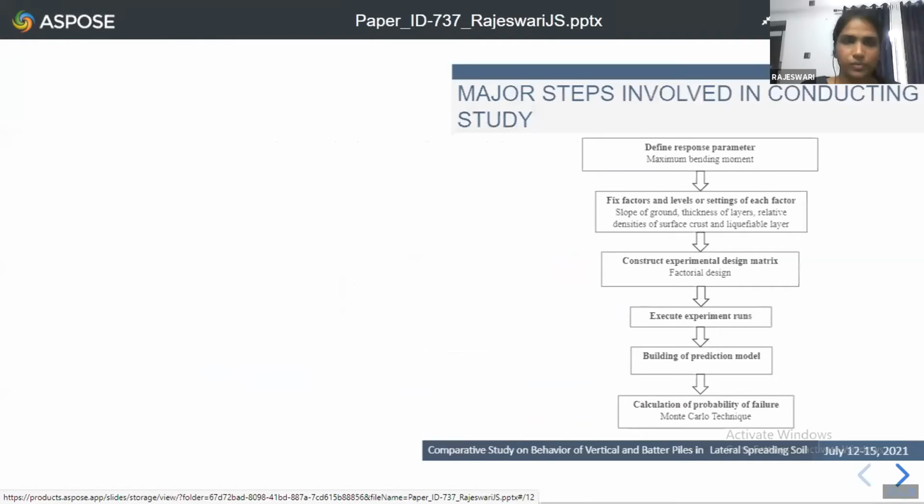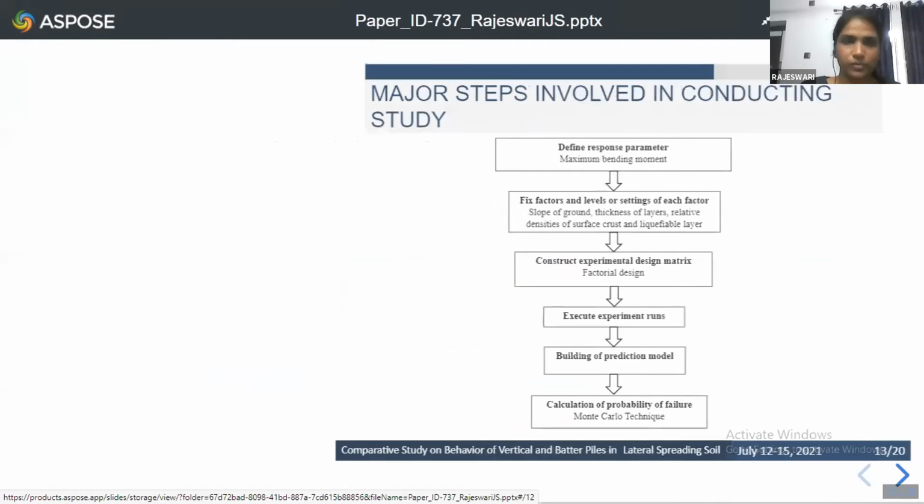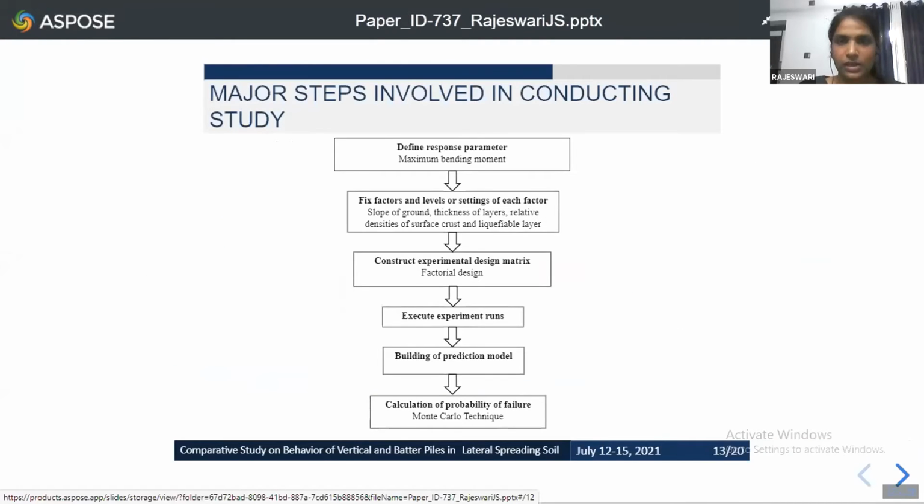Major steps involved in conducting the study. First, we have to define the response parameter, that is maximum bending moment. Then we have to fix the various factors and the levels of each factor. For our study, the upper limit and lower limit of each factor are considered as the levels. Then we construct an experimental design matrix using the factorial design methodology. Using this matrix, we conducted various analyses, and then prediction models were developed.